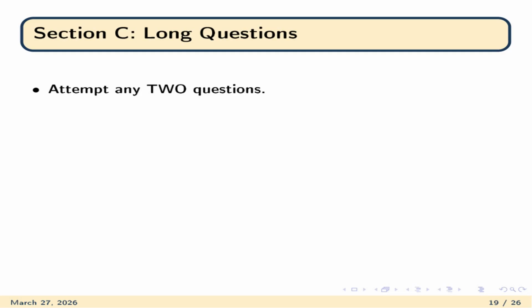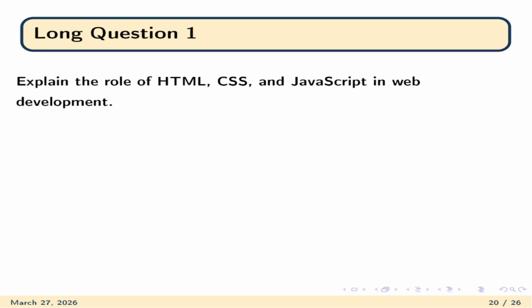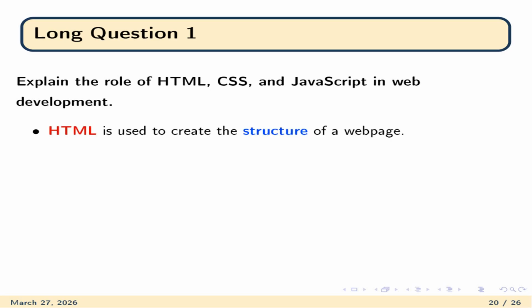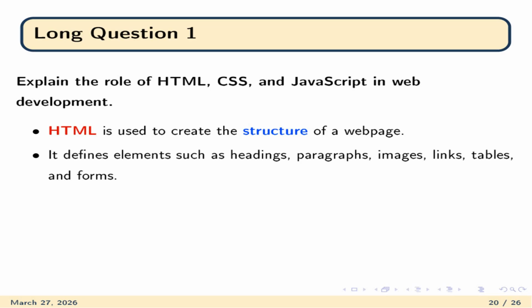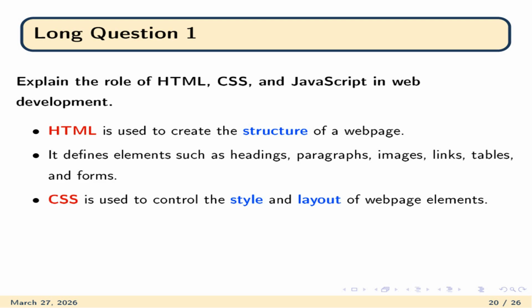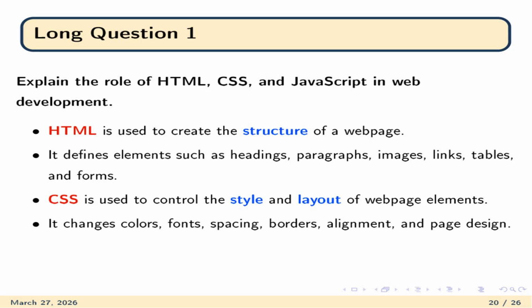Long questions, that is section C, attempt any 2 questions. Explain the role of HTML, CSS, and JavaScript in web development. HTML is used to create the structure of a web page. It defines elements such as headings, paragraphs, images, links, tables, and forms. CSS is used to control the style and layout of web page elements. It changes colors, fonts, spacing, borders, alignment, and page design.